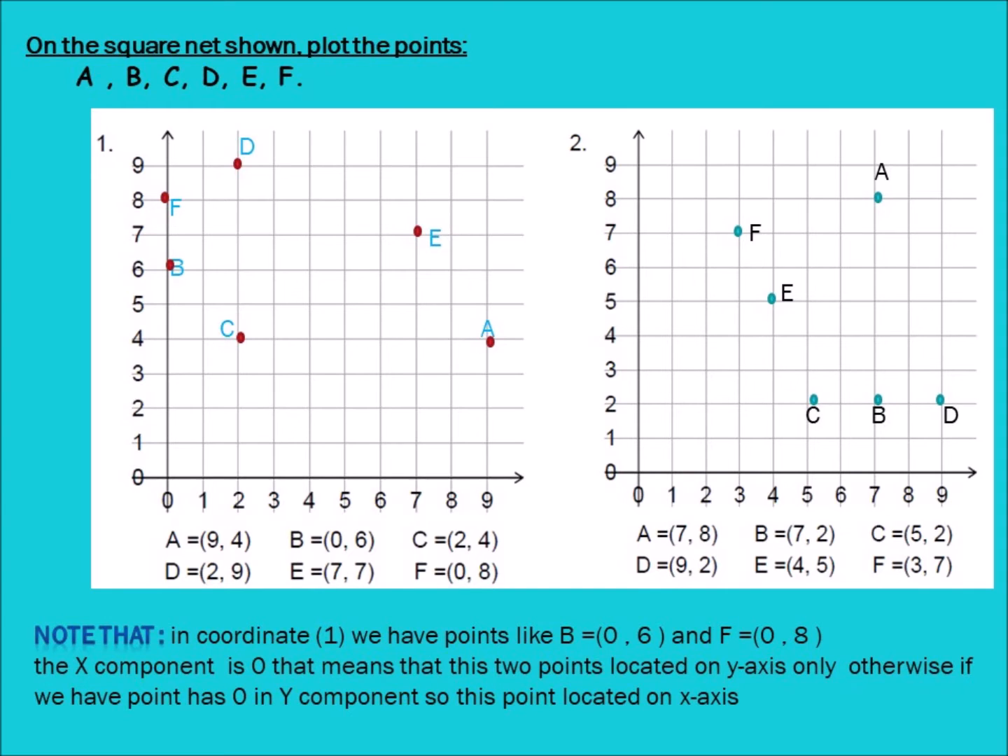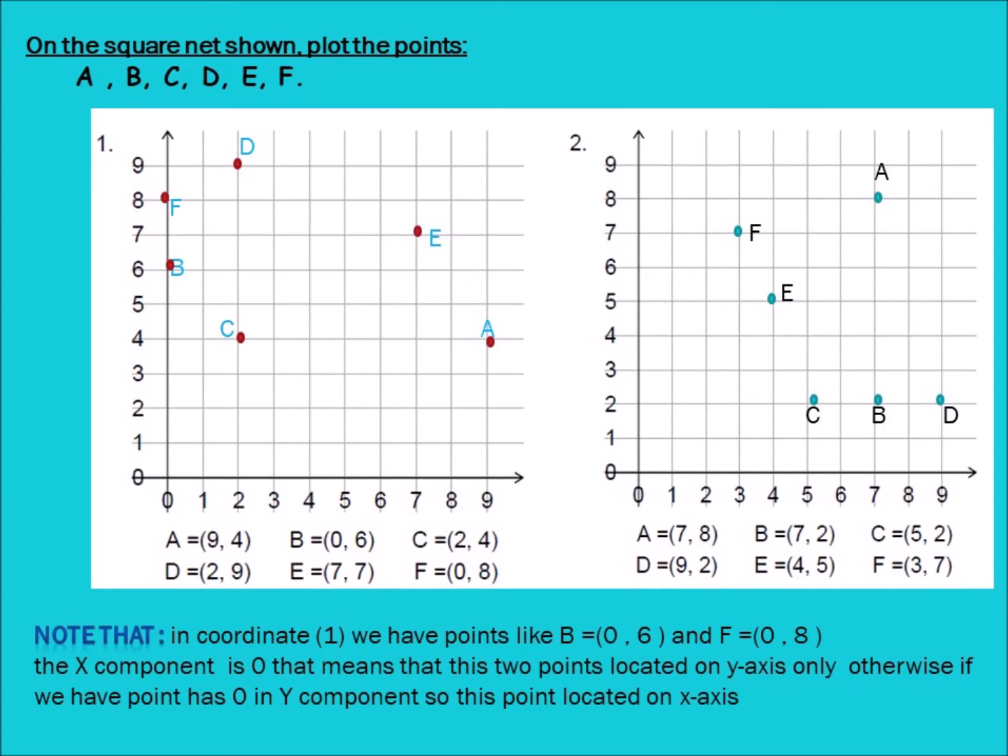Today we are going to take some examples and exercises on how to plot the points on the coordinates x and y. Here we have an exercise on the square net shown. You have to plot the points A, B, C, D, E and F. Number 1, we have A, B, C, D, E, and F, and we have to plot their points on coordinates X and Y.